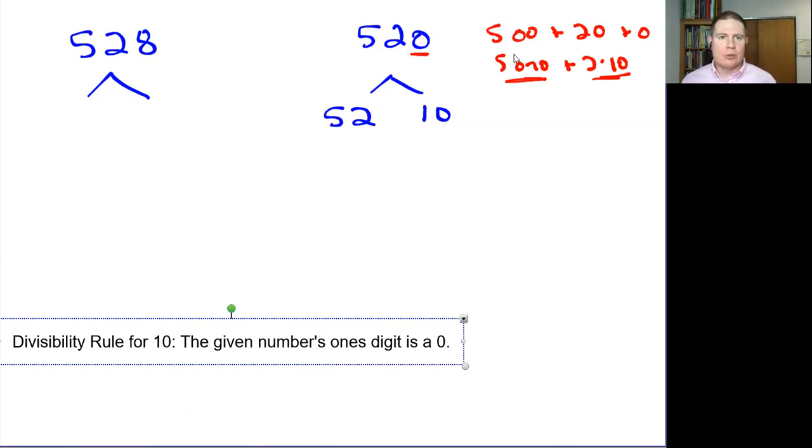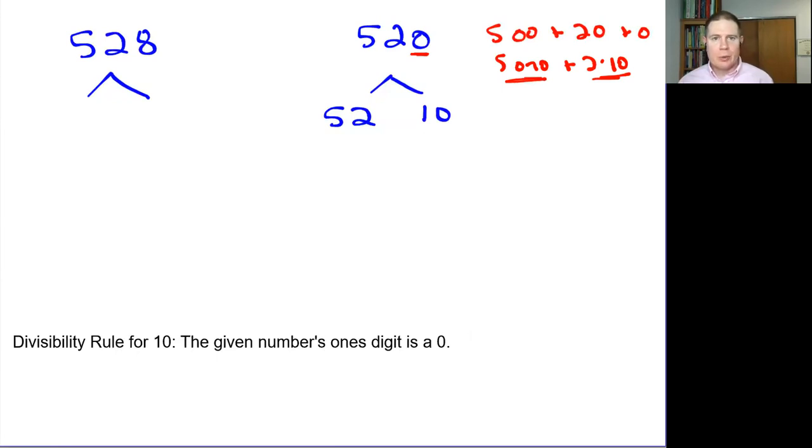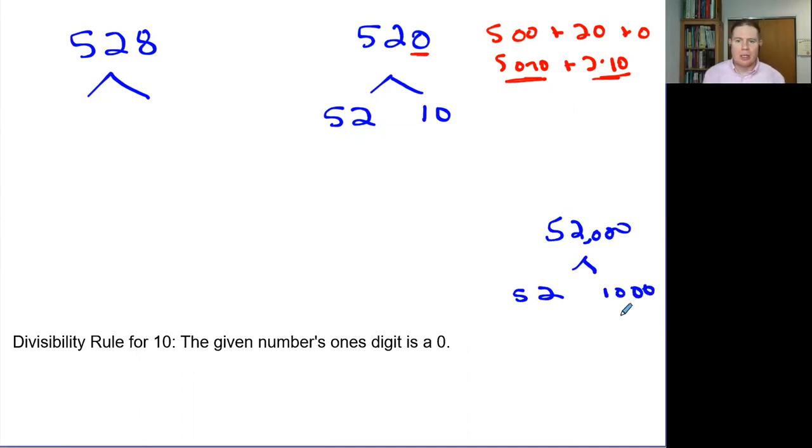If I have 52,000, that's super easy to factor as well, at least to get started. That's literally 52 thousands. Now, 1,000 is not a prime number, so I'm going to have to keep on going here. But at least that first step gets me almost to the end, because now I just have a 2-digit number that I do recognize from my times tables. And I'll go from there.